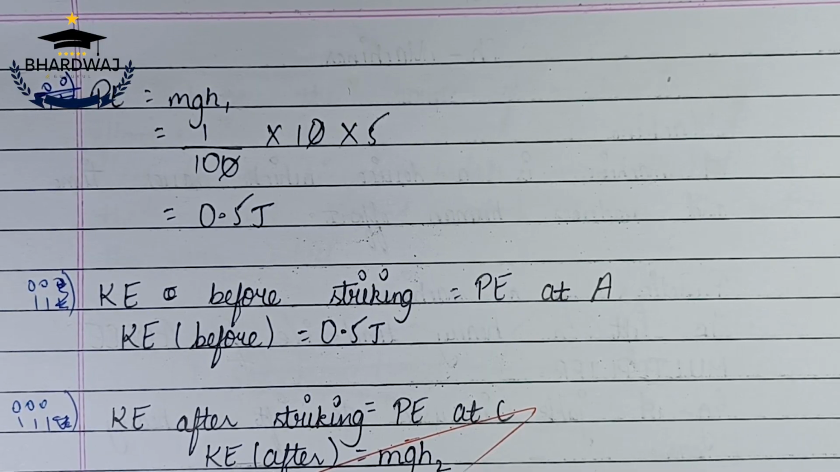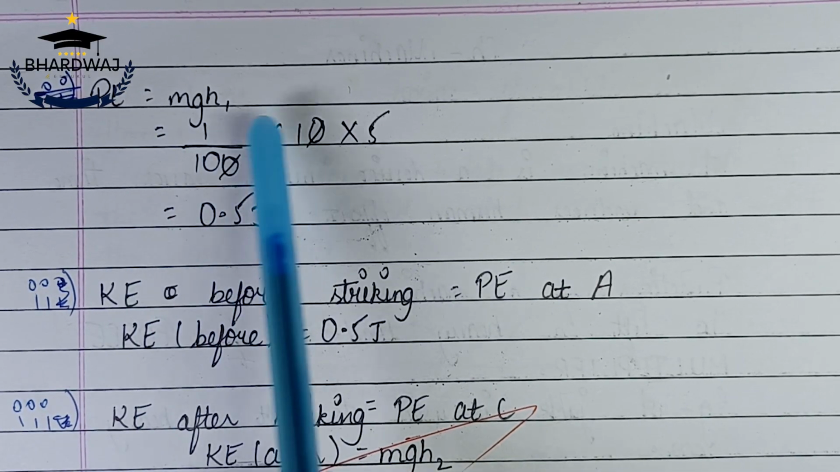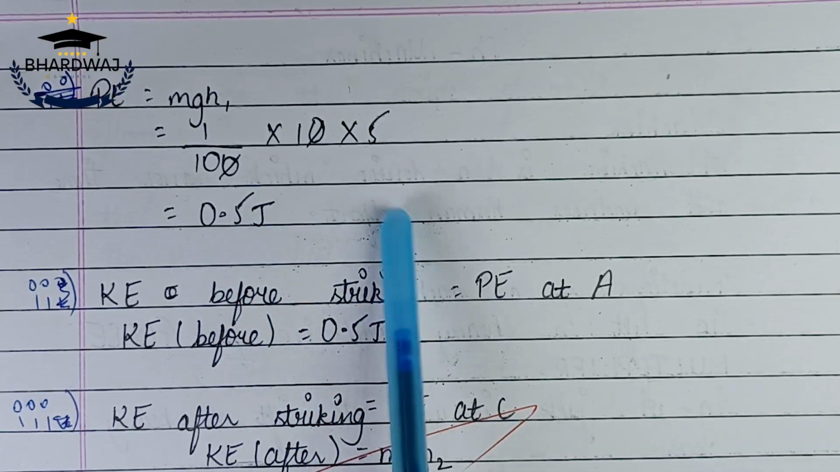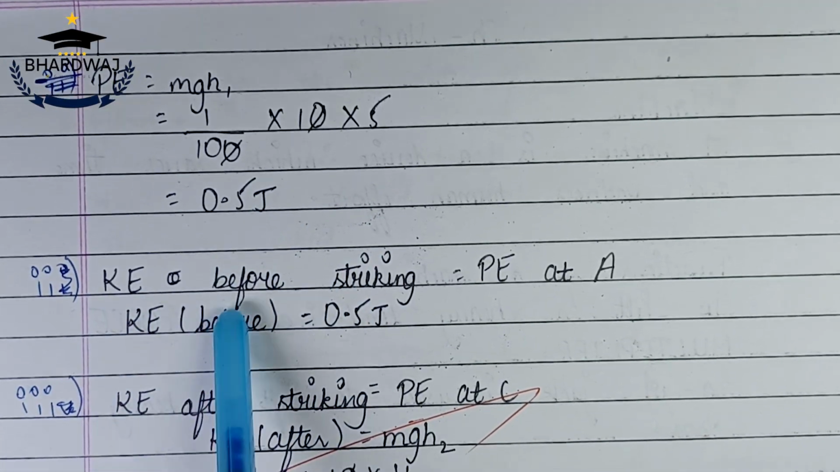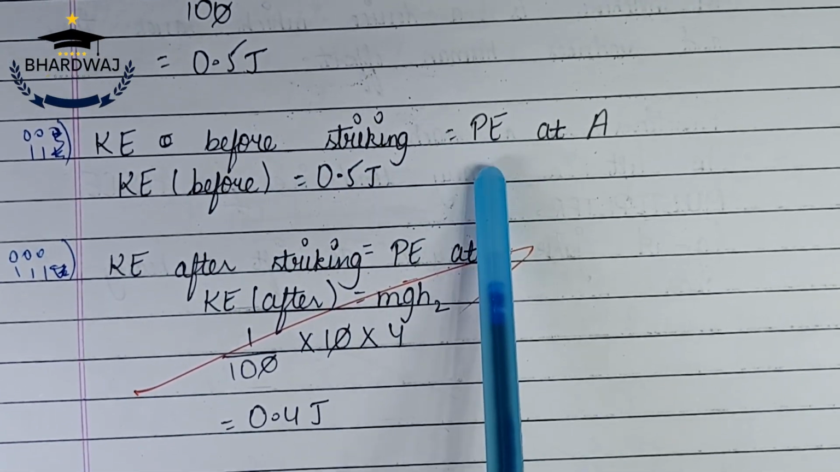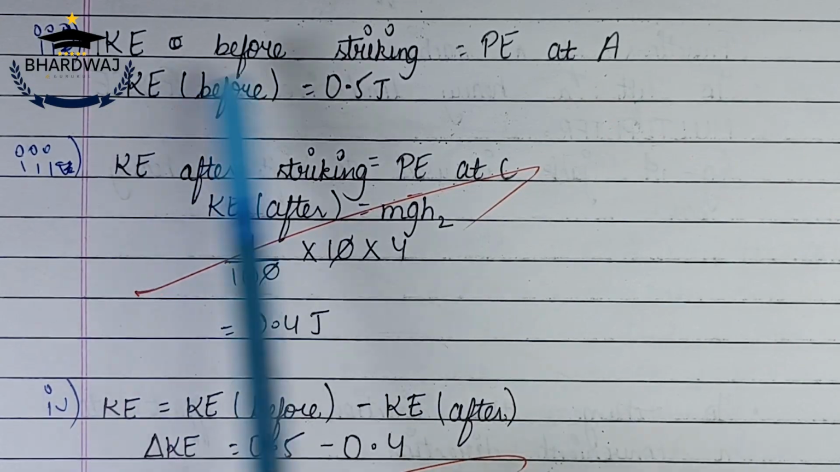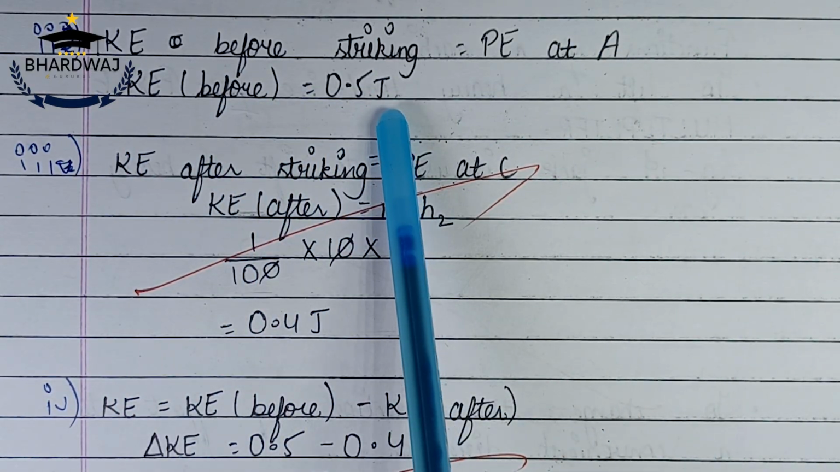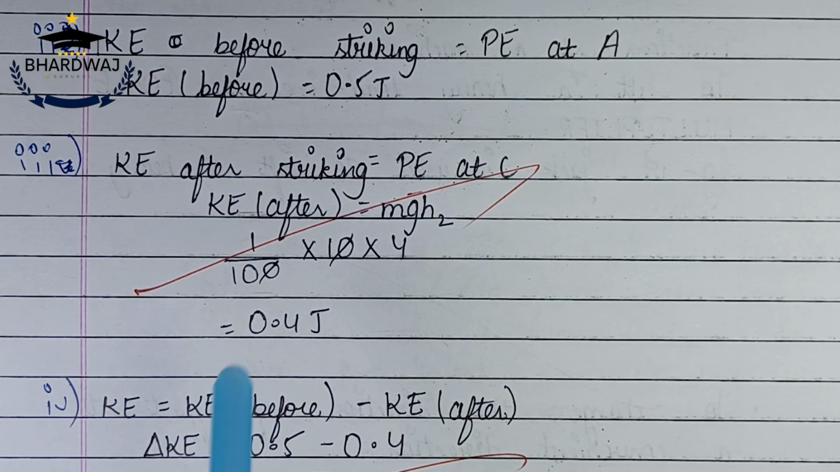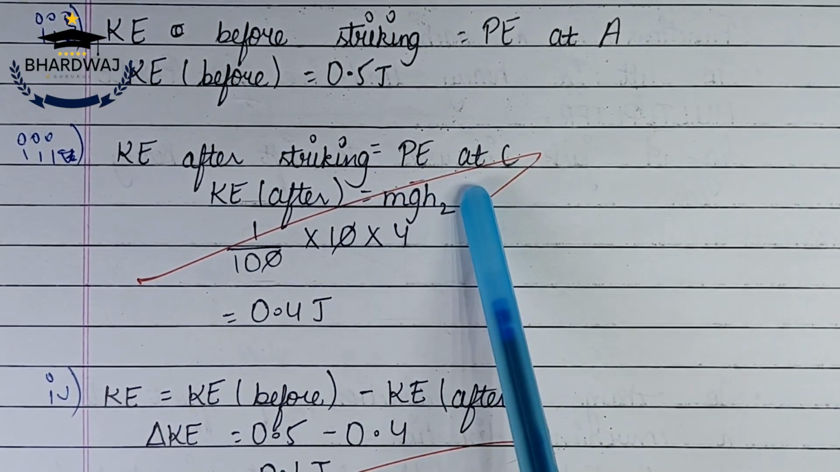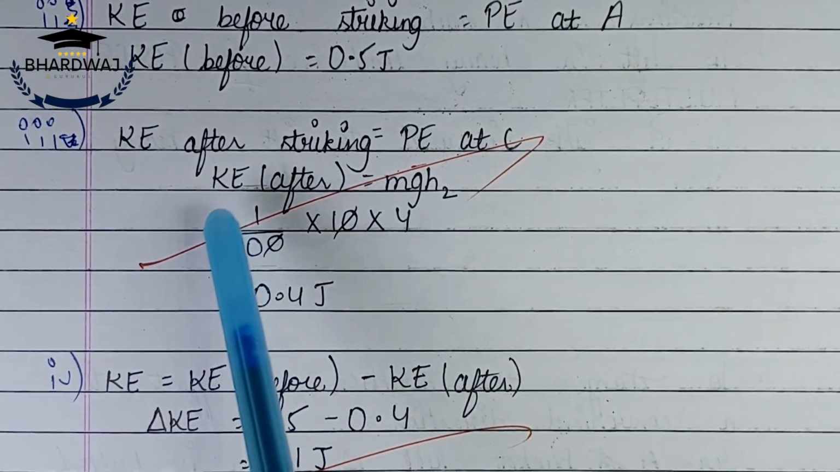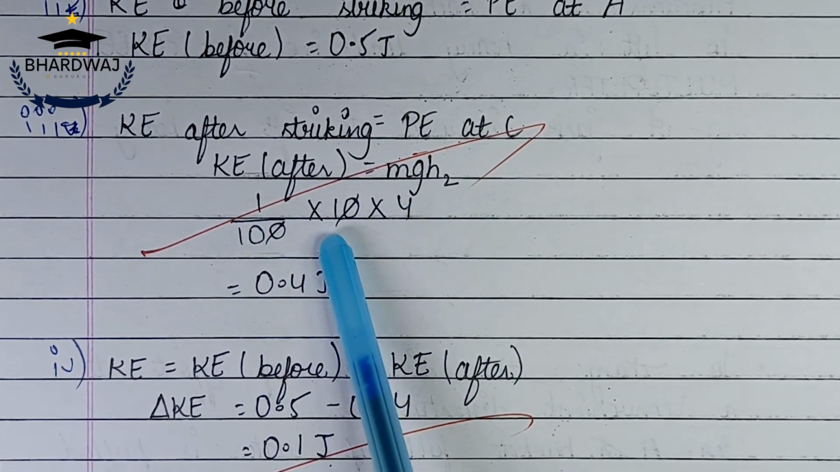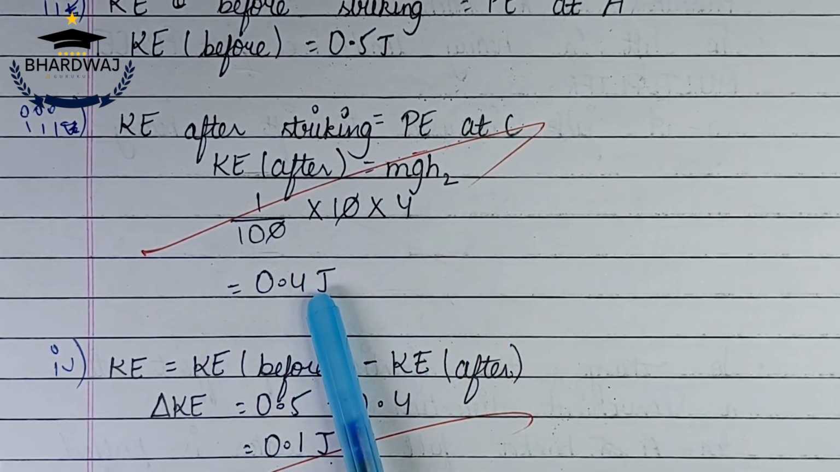We have to calculate potential energy, which is mgh1, 1 upon 100 into 10 into 5, so 0.5 joule. Second part, kinetic energy before striking is equals to potential energy at A, so this will also be 0.5 joule. Third part, kinetic energy after striking is equal to potential energy at C, mgh2, so 1 upon 100 into 10 into 4, 0.4 joule.